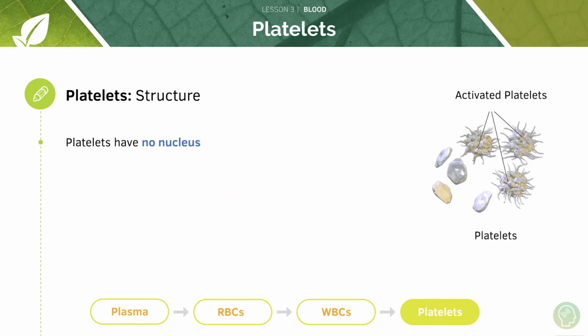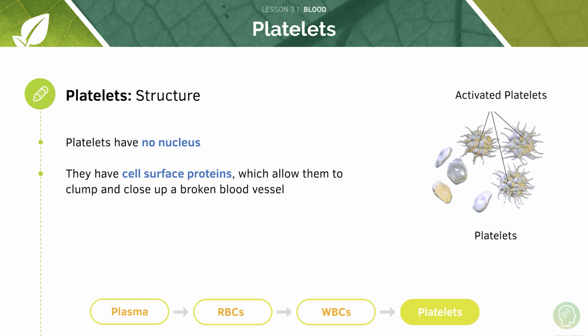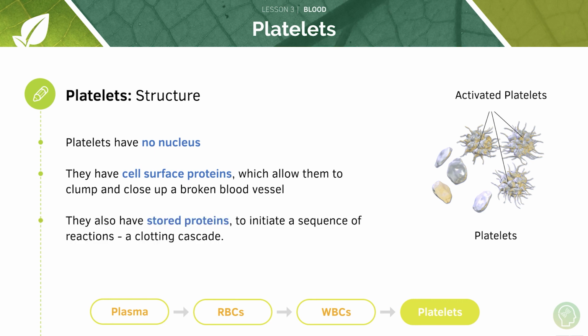So let's look at the structure of platelets. They're essentially fragments of cells, so they have no nucleus. But they do have cell surface proteins, which allow them to clump up together and close up a broken blood vessel. So this is how they clot, they form a clot. They also have stored proteins, and basically these stored proteins are released when there's any damage to endothelium, for example, and this initiates a sequence of reactions. A clotting cascade is what we call it, and therefore initiates formation of a clot.